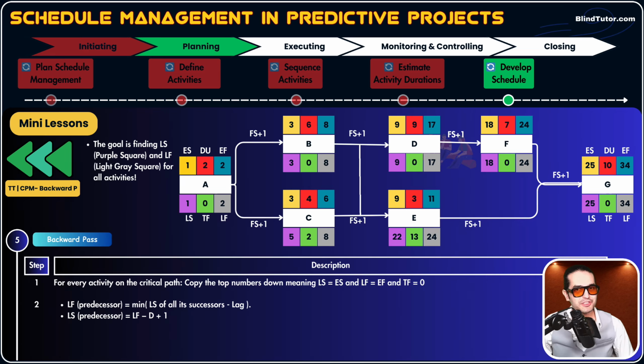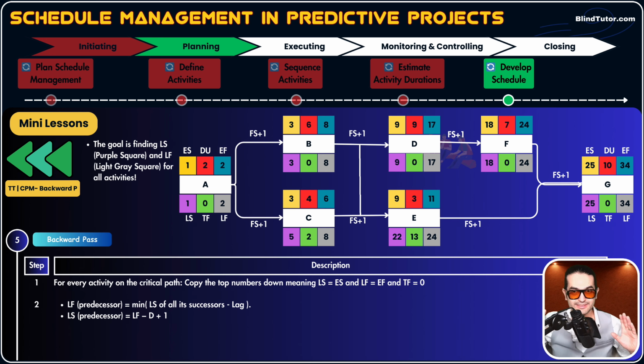Let's calculate the late start of activity C. Late start of activity C equals late finish of activity C minus duration plus 1. So late start of activity C equals, what's the late finish? 8. What's the duration? 8 minus 4 plus 1. 8 minus 4 equals 4, plus 1 equals 5. So 5 is the LS, or late start, of activity C.